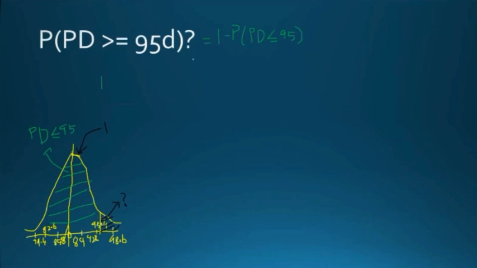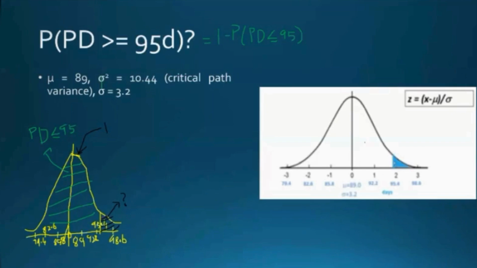How am I going to find the Z value? We will see. Now we know mu is 89, and sigma square and sigma values we already calculated. Based on the formula I just explained, this is the shaded area. Z is equal to X minus mu by sigma. This equation I already told. This X value is 95. This is what I'm going to find out.